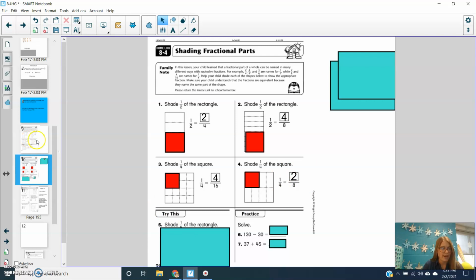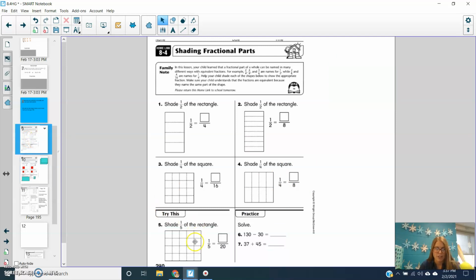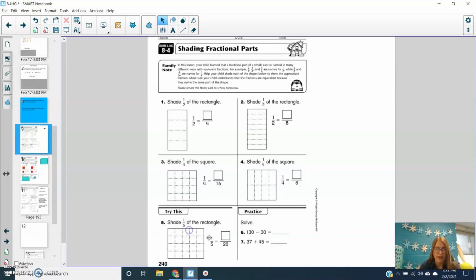Let's look at number 5 to try this. For question 5, they're asking us to shade 1/5 of the rectangle and then to tell us how many 20ths we shaded in. And then for questions 6 and 7, if you want to solve those, we'll talk about those answers too. So why don't you press pause, solve problems 5, 6, and 7, and then press play when you're ready to check.